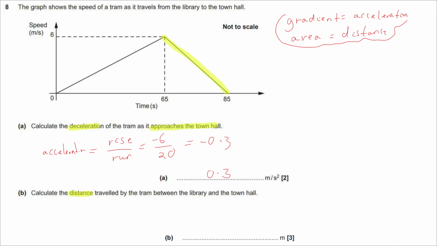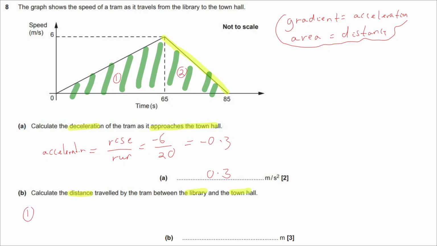Calculate the distance travelled by the tram between the library and the town hall, which is the area under the whole of this speed-time graph. So all of this stuff here. Basically you're just getting the area of triangles here. You've got shape 1 and shape 2. Now for shape 1, you've got triangles here.